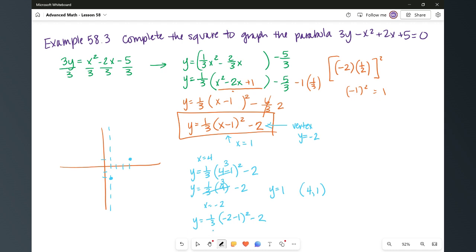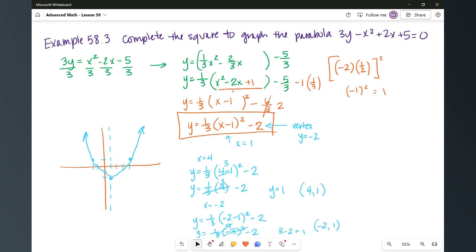Once I do this, I have 1/3 times negative 3 squared minus 2. Negative 3 squared is 9. 1/3 times 9 is going to be 3, so I'm going to end up with 3 minus 2, which is 1. So negative 2 gives me 1, the point negative 2, 1. So here's negative 2, here's 1, and here is your graph.